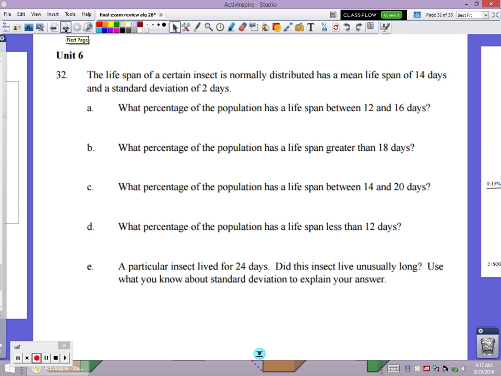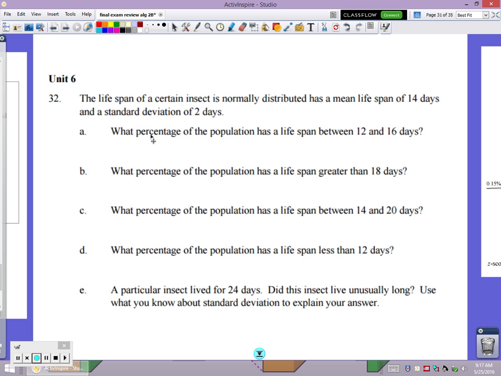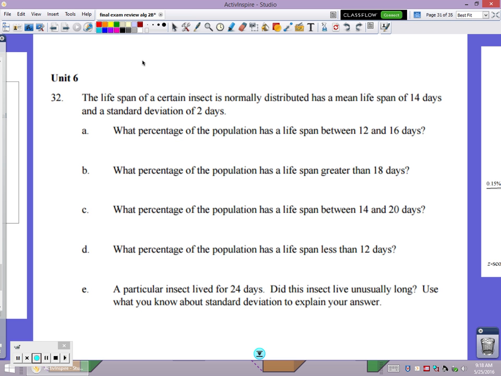Unit 6. Here it says the lifespan of a certain insect is normally distributed with a mean of 14 days and a standard deviation of 2 days. What percentage of the population has a lifespan between 12 and 16 days? Well, in order for me to address this problem, I need to decide whether I'm going to use a z-table or the empirical rule. Well, I've already told you I'm a visual learner, so I would like to see my bell curve.